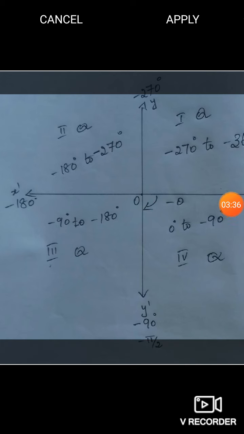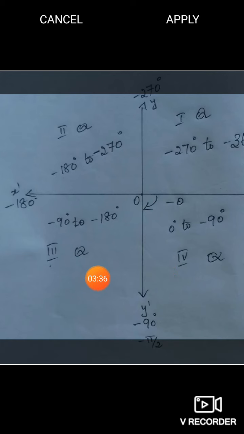Starting here at 0 degree, then minus 1, minus 2, minus 3, etc., till minus 90 degree. So if you are asked to find out the quadrant for the angle minus 25 degree, it lies here. So in which quadrant does it lie? It lies in the fourth quadrant. So the angle which varies from 0 degree to minus 90 degree lies in the fourth quadrant.